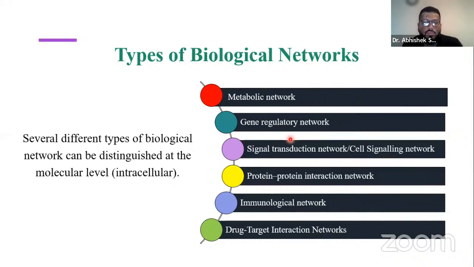The intracellular networks are easier to start with. For example, metabolic networks, gene regulatory networks, signal transduction or cell signaling networks, protein-protein interaction networks, etc. These are the intracellular networks. These are also intracellular networks, but they don't come under any particular category. They are very specific, for example, immune networks or immunological networks. Depending on all the immunological aspects, you can make networks.